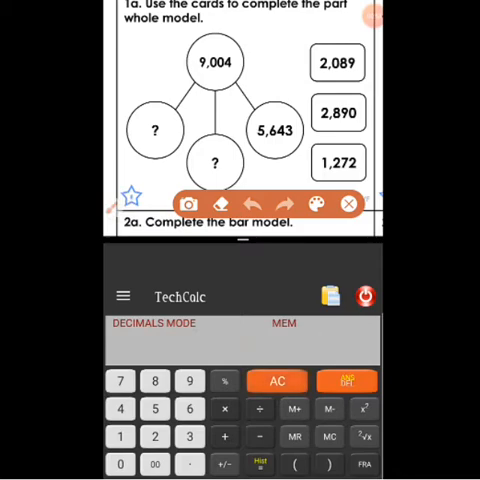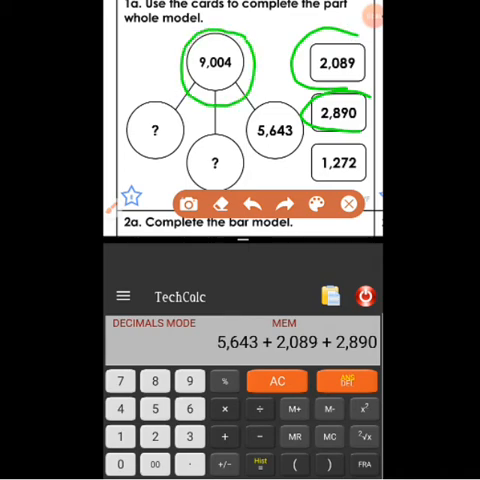So right down here we are going to be calculating using two cards from the options given in the question. So let's type in 5643, okay, plus, now let's add this 2089, okay, plus let's add this 2890. Okay, now let's see if the two cards we use will give us a total of 9004. If not, I am going to remove one of the two cards and choose another card.